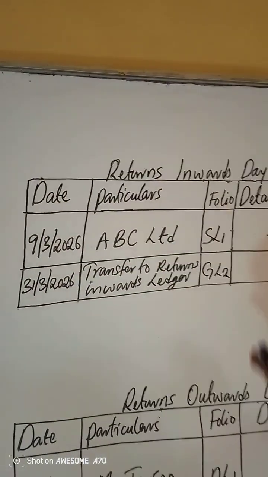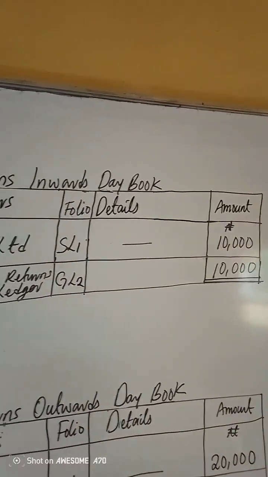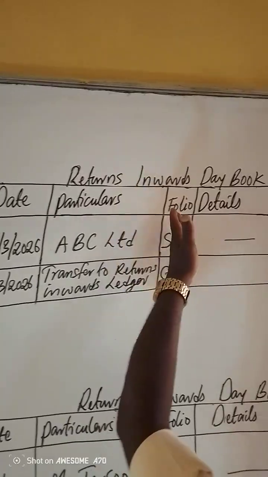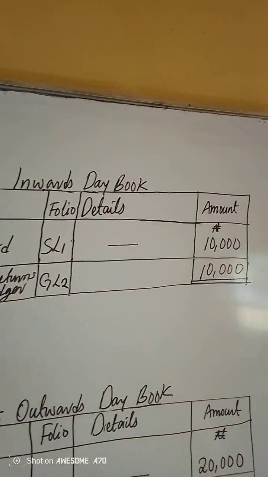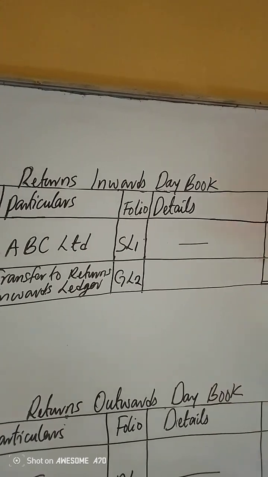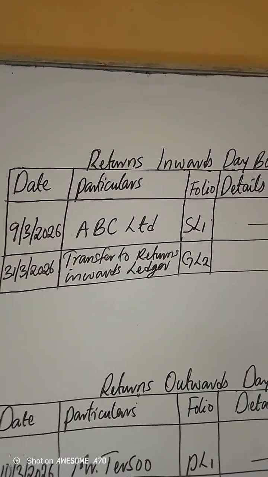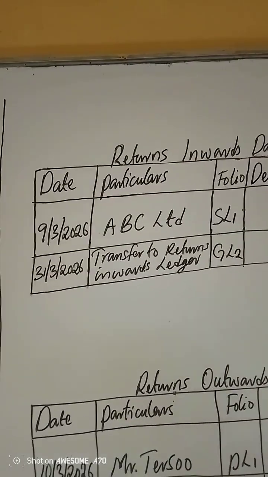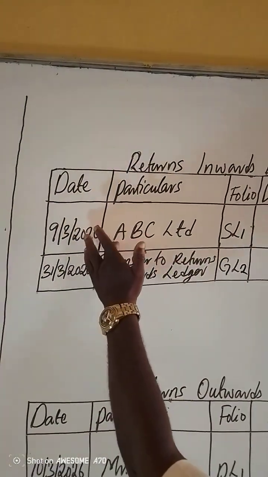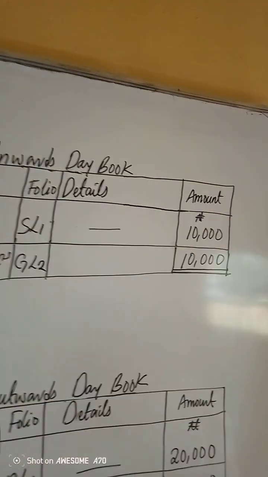You draw your return inward daybook just like the sales daybook and the purchases daybook, whereby you have the date, the particulars, the folio, and the details. In this case, the details are not there because there is only one kind of item, so there was no need of bringing out the details, only the value. When you have details, you go ahead and bring out the details. So here, on the 9th of March 2026, ABC Limited returned goods worth 10,000.